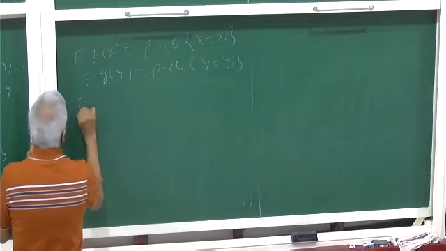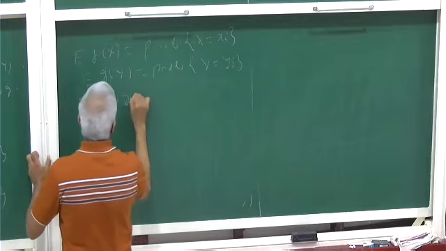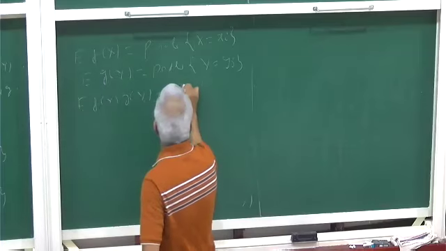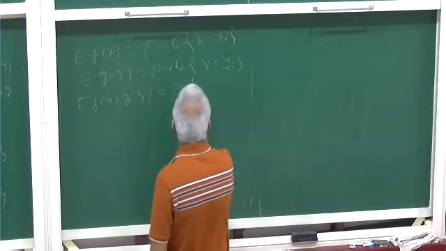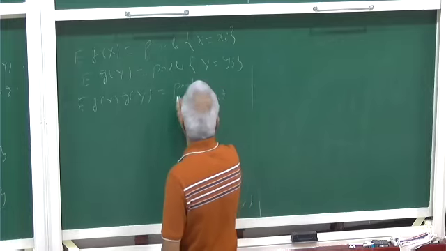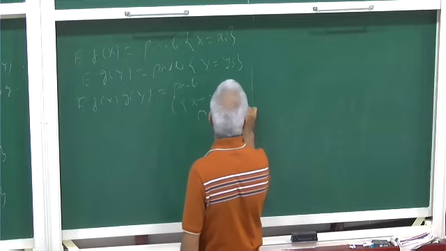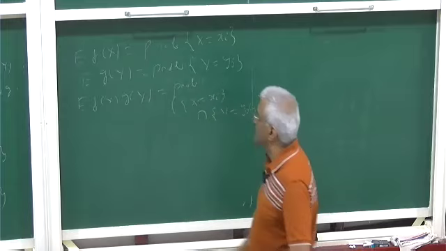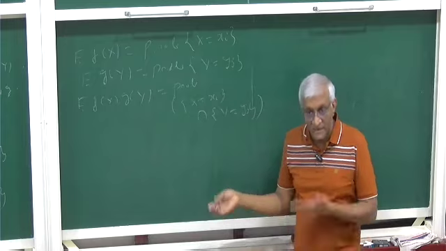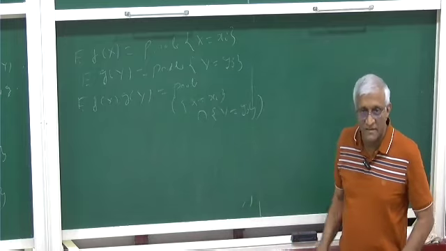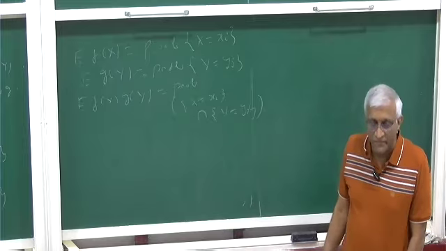And e of f of x g of y is just the probability of the intersection, x equal to xi intersection y equal to yj. And they are equal. That's what this says. That means the random variables are independent. That's the definition of independence of random variables. So it's clear.